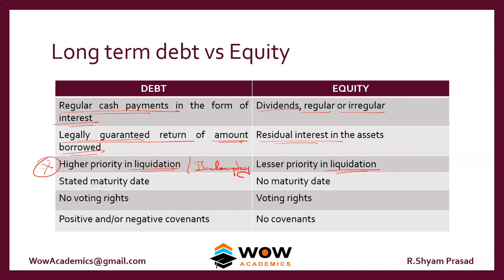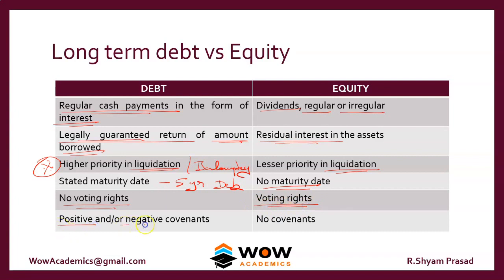Stated maturity date. So when the debt matures and has to be repaid is always stated. For example, a 5-year debenture. But no such date is mentioned for equity. There are no voting rights for debt holders, so they can't intervene in the decisions of the company. But equity shareholders have the right to vote on decisions.